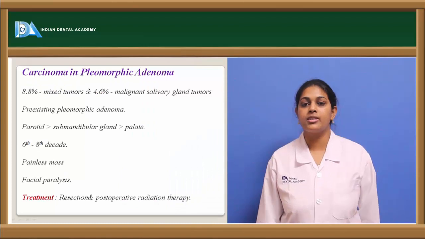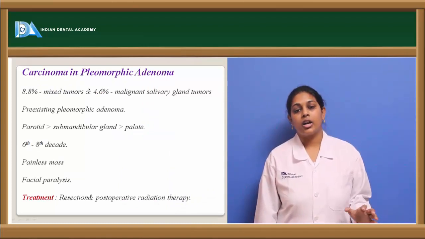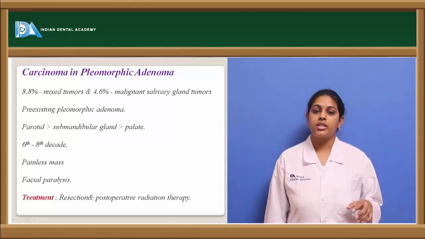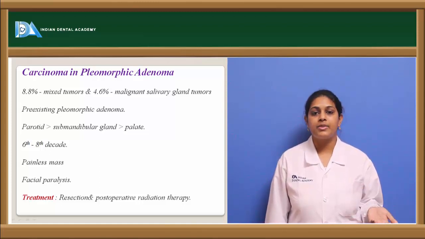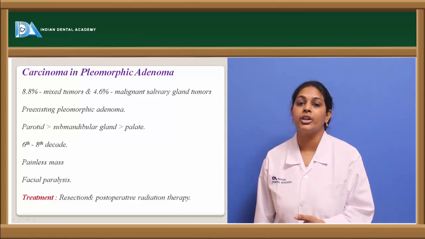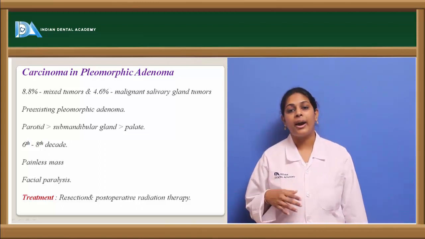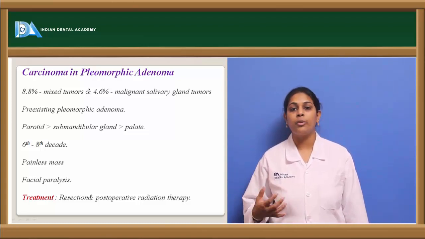Coming to the next tumor, it is carcinoma in pleomorphic adenoma. It constitutes 8.8% of all the mixed tumors, whereas 4.6% of all the malignant salivary gland tumors. It is a tumor, as the name suggests, a carcinoma in pleomorphic adenoma. That is, a pleomorphic adenoma which has already been existing might show certain carcinomatous features.